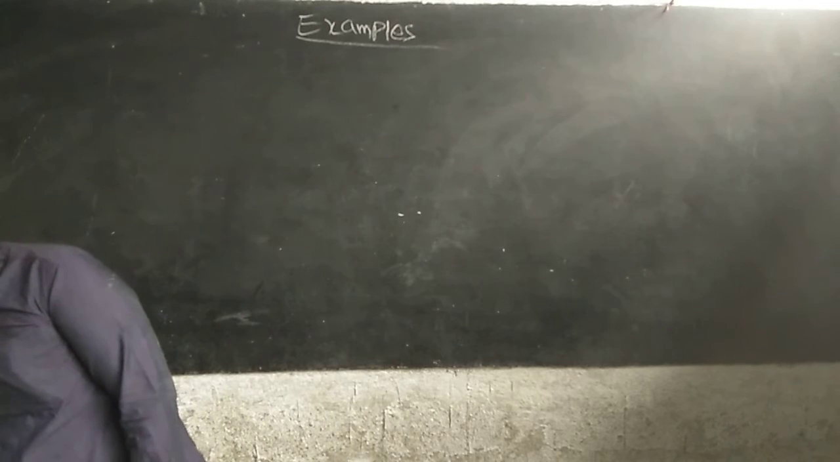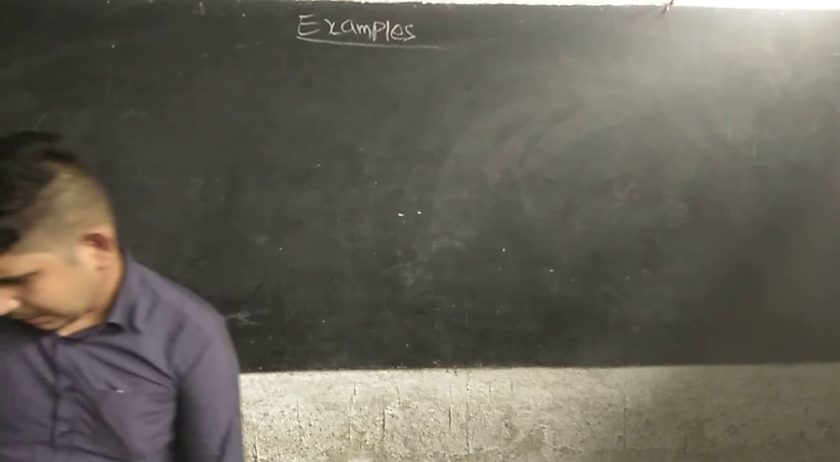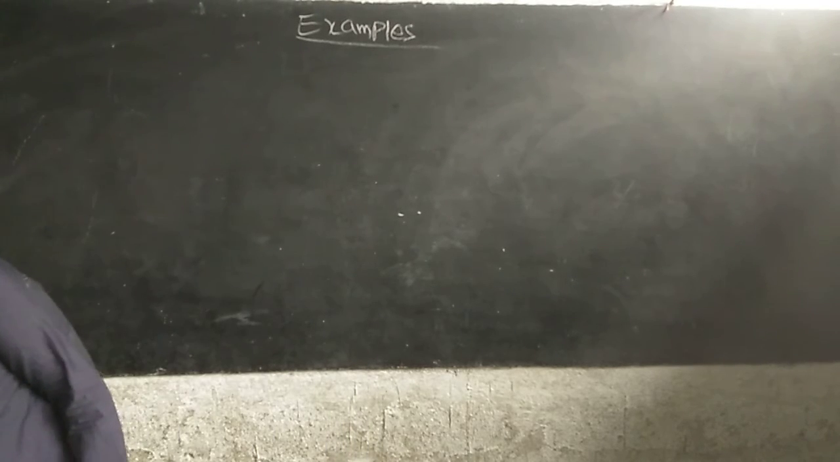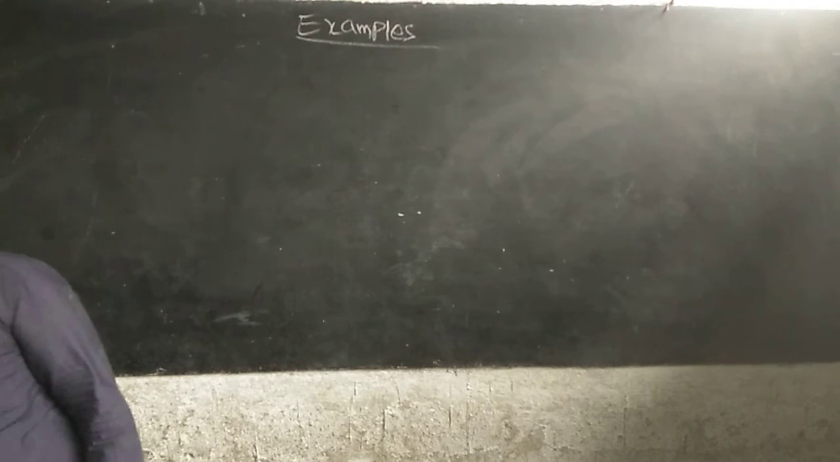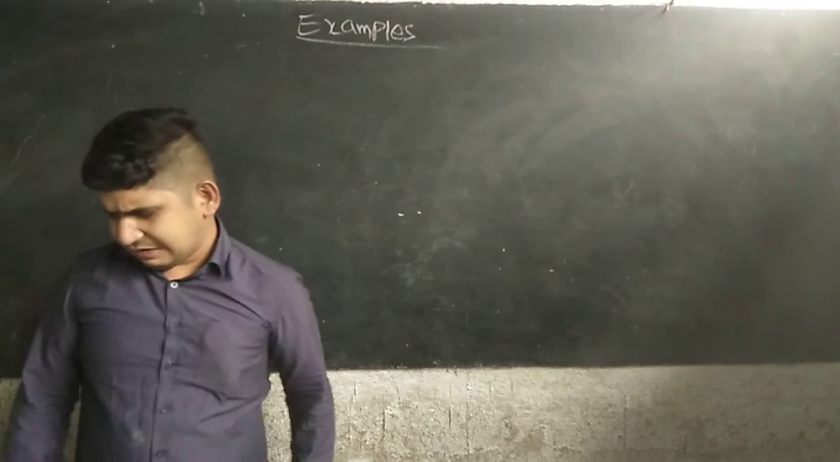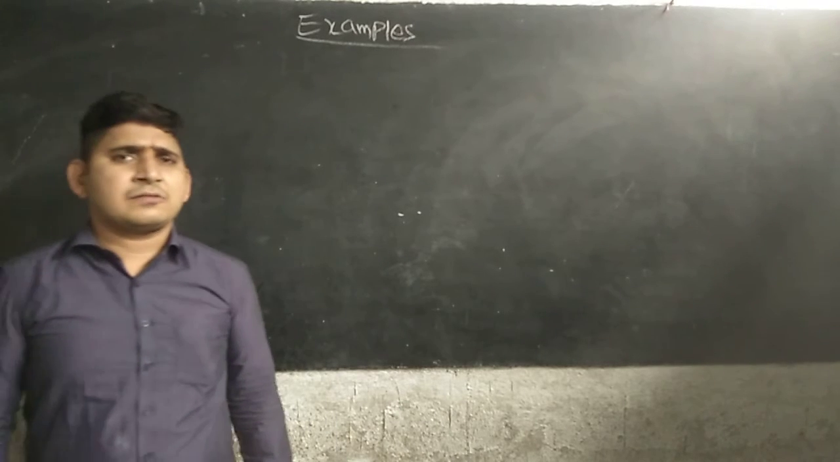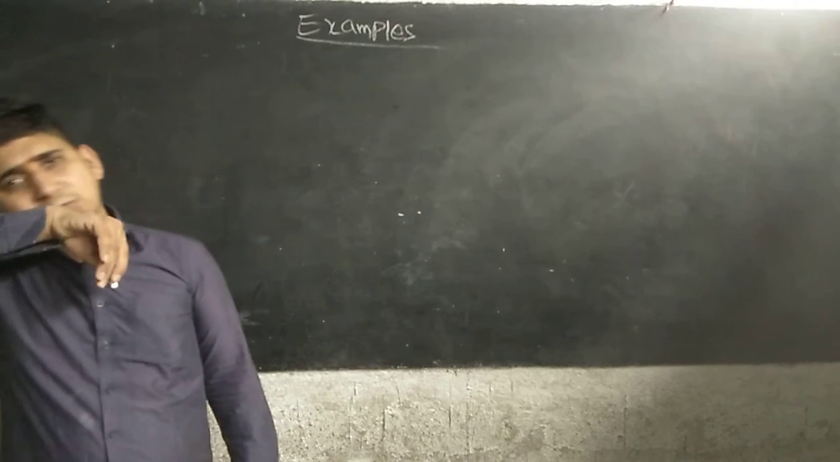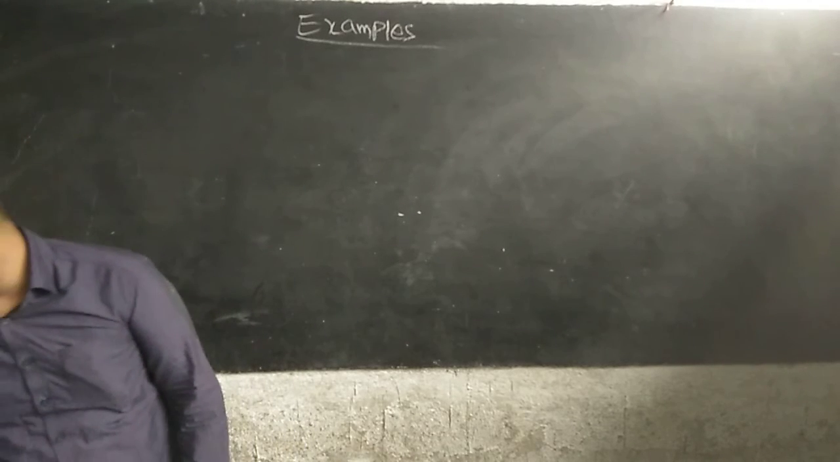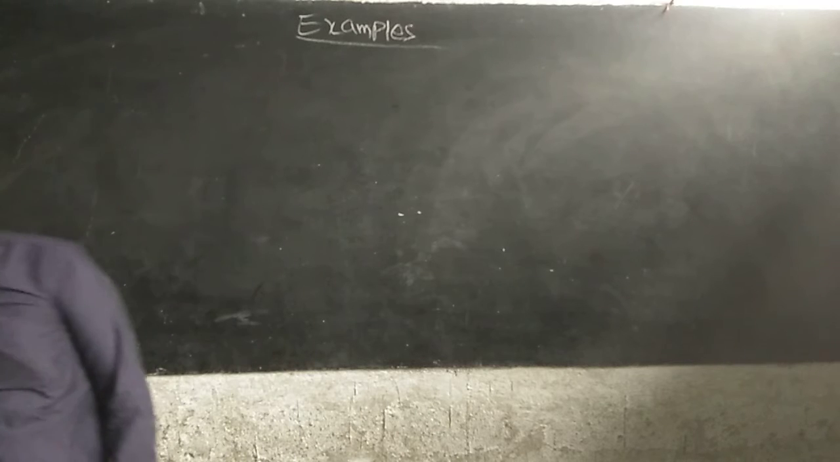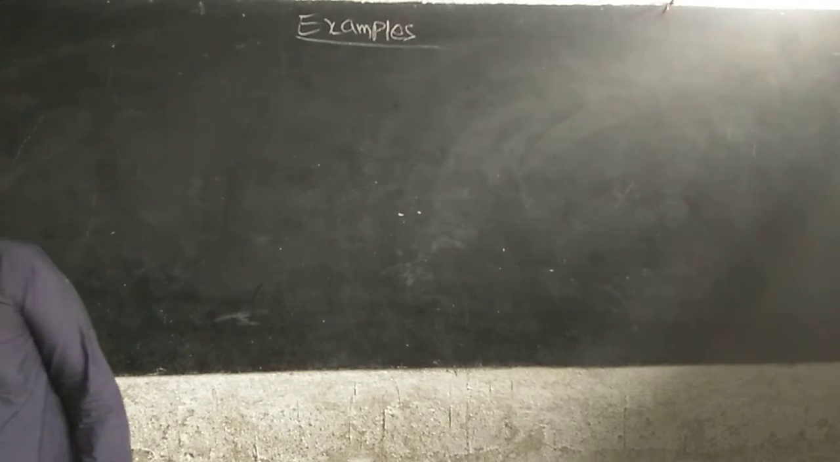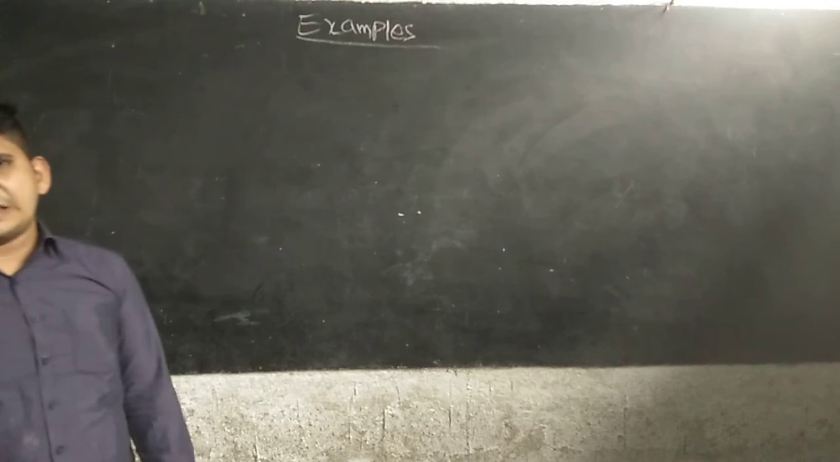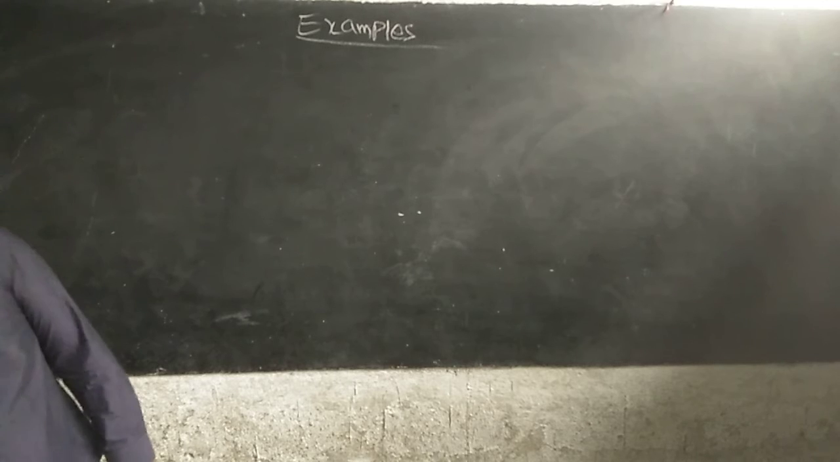Now see your example number 8, page number 291. Okay, page number 291, example 8. What is example 8? Evaluate sec 35 degrees by cosec 55 degrees.